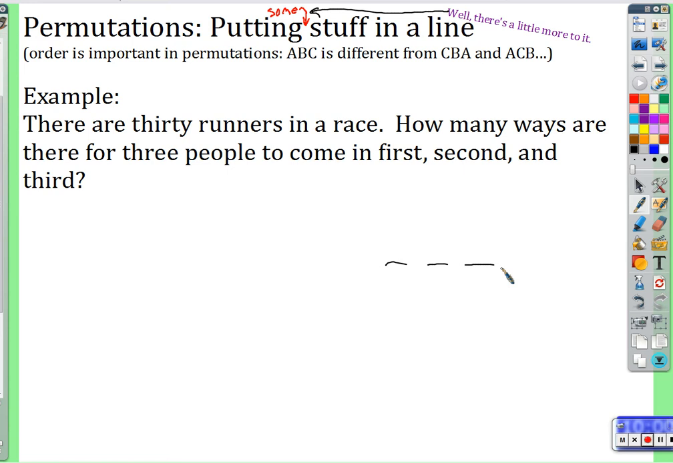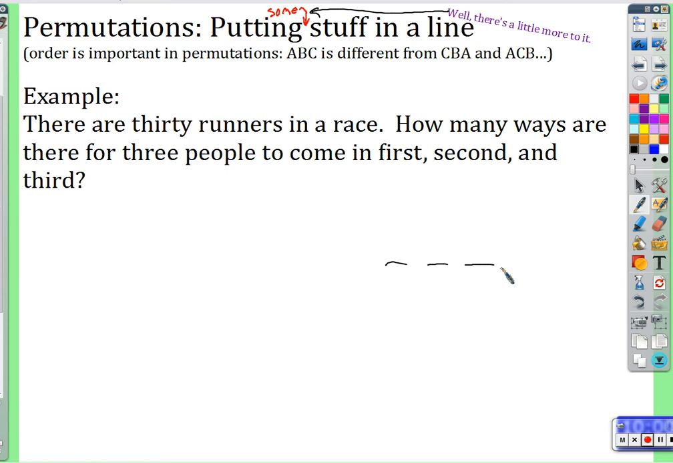So think about it for a second. Tell me what you come up with. 27,000. How'd you come up with that? 30 times 30 times 30. Okay. Almost. So your number's too big.